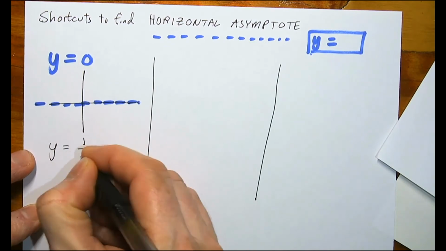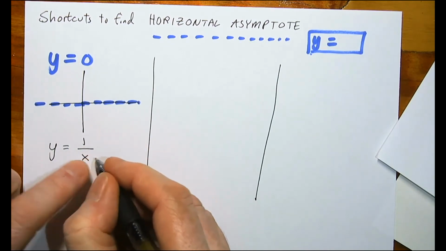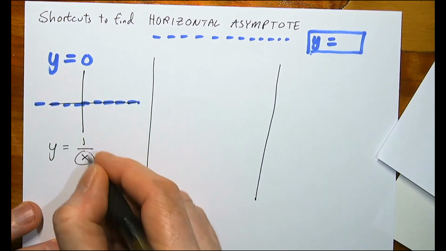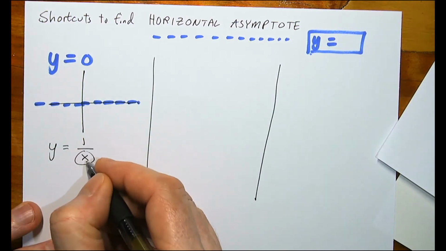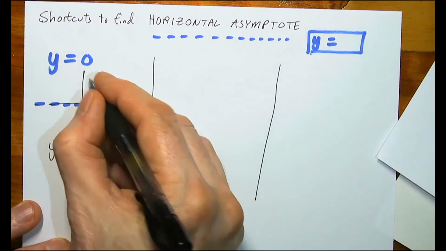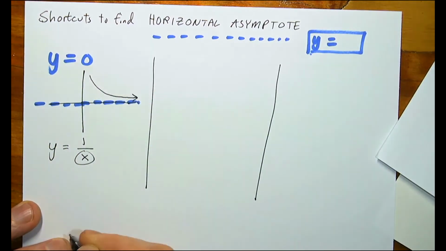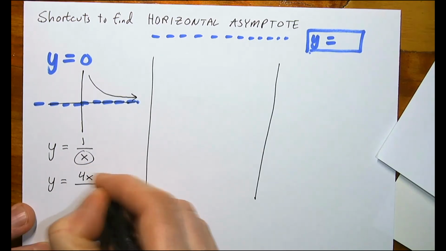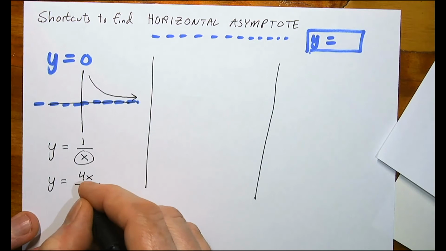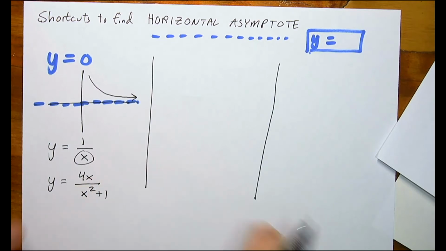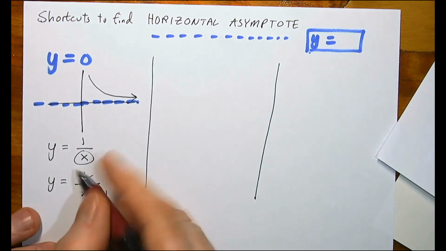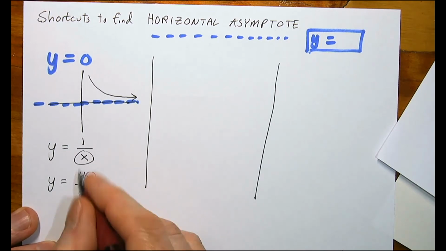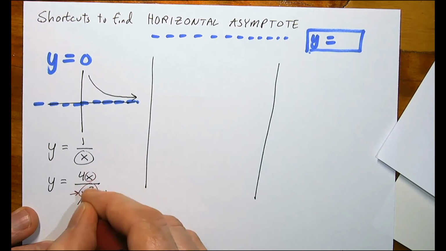This happens whenever the bottom has more x than the top. For example, 1 over x. You see more x down here? Heads to 0. Some graph goes wee like that, okay? Here's another example. How about 4x over x squared plus 1? Check out the x's. X, but x squared. Where are there more x's? Who cares about the numbers? More here, right?